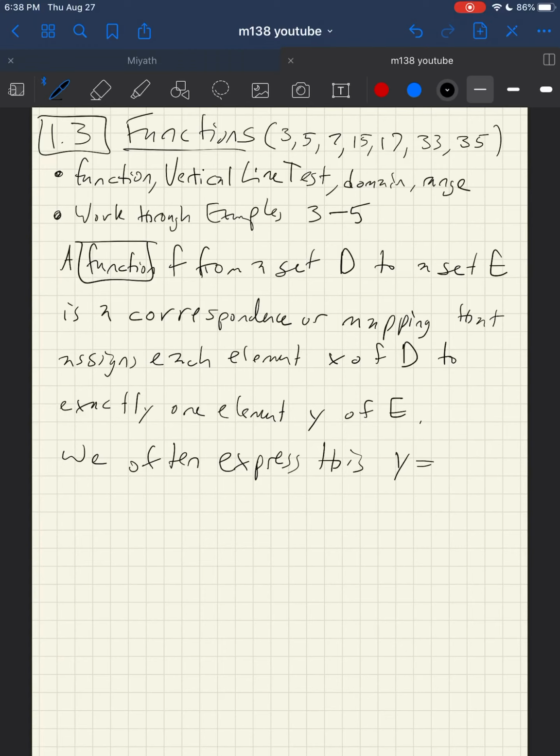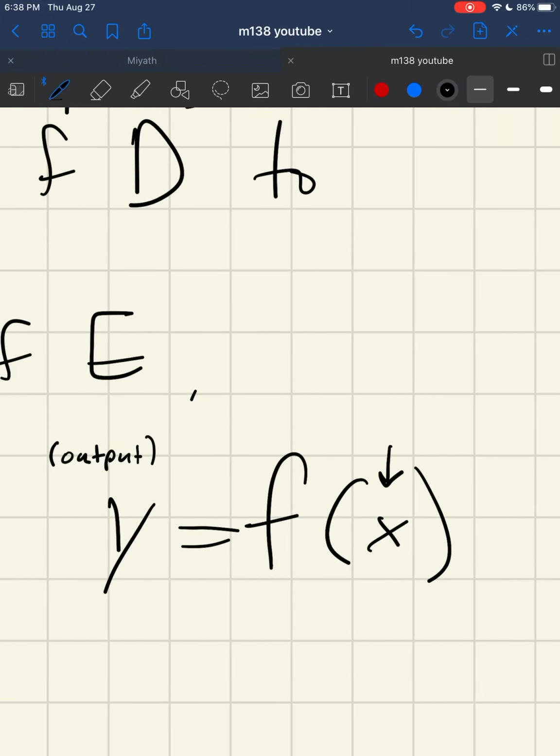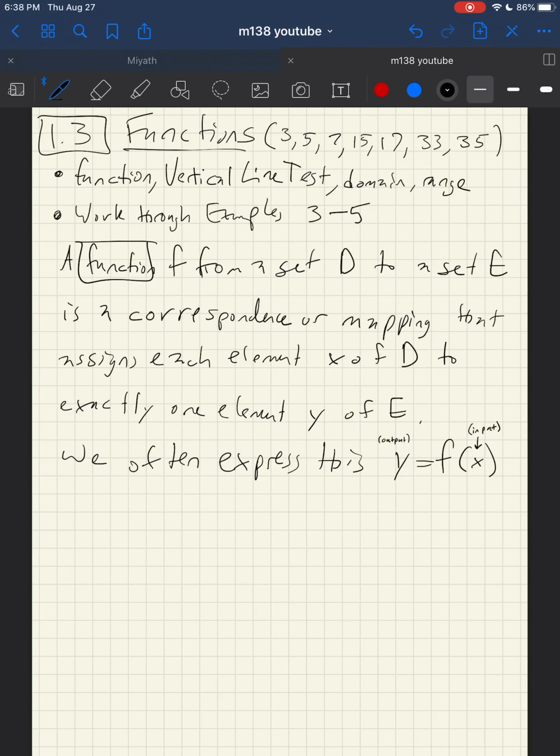Now, we often write this or express this as y equals f of x. So here x is the input to a function and the output is y. All right, so this is how we often write things. So y is kind of the output, and x is kind of the input. And that's how we tend to think of things. Now, the set D is called the domain of f.